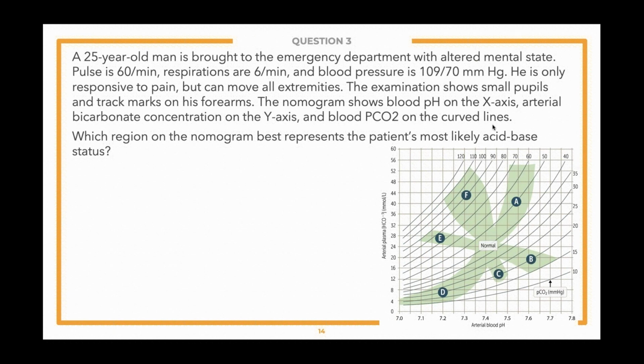A 25-year-old man is brought to the emergency department with altered mental state. Pulse is 60 per minute, respirations are 6 per minute, and blood pressure is 109/70. He is only responsive to pain but can move all extremities. The examination shows small pupils and track marks on his forearms. The nomogram shows blood pH on the x-axis and arterial bicarbonate concentration on the y-axis, and blood PCO2 on the curved lines. Which region on the nomogram best represents the patient's most likely acid-base status?